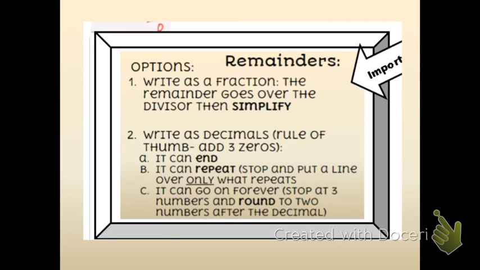Okay, sometimes it might ask you how many are left over, and then you can just say how many were left over. But generally, you're going to write it as a fraction or as a decimal. So for option 1, and this is also in your notes, where it says write as a fraction, you just write the remainder over the divisor, and I think most of you already know that, and then simplify it. Don't forget that. That's always important. You're always going to simplify or reduce your fraction unless you're told otherwise.